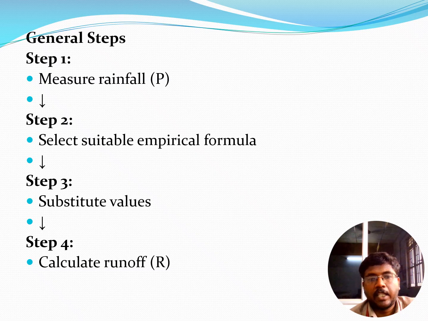There are four different steps to be followed. In the first step, we measure the rainfall at a particular location or area. Then after that, we select a suitable empirical formula for the particular site. Next, we substitute the values. Finally, we calculate the runoff by using Q = CIA, where Q is the peak discharge in meter cube per second, C is the runoff coefficient, a number between 0 and 1 that depends upon the surface area, I is the rainfall intensity, and A is the surface area of the given surface.